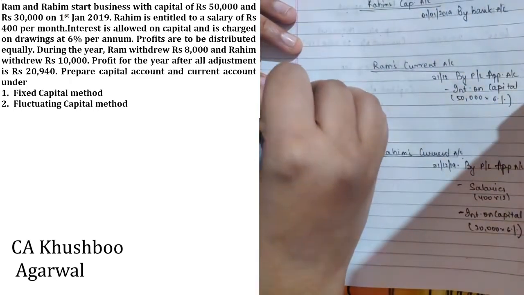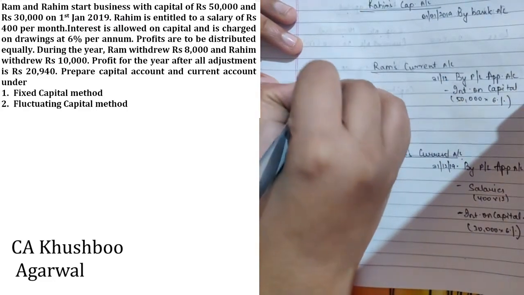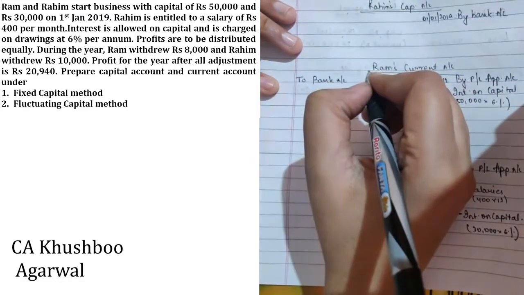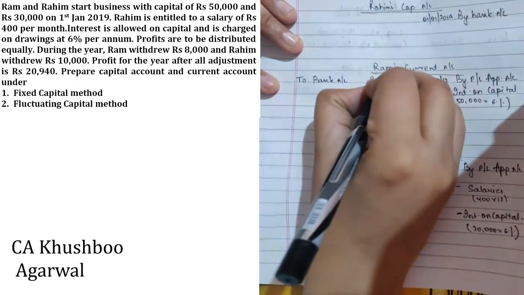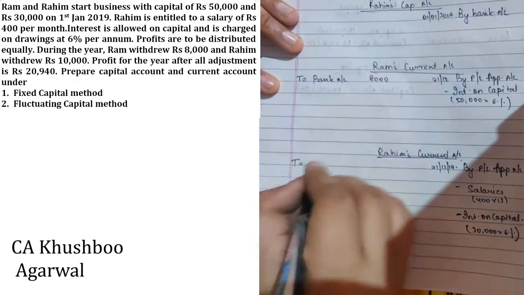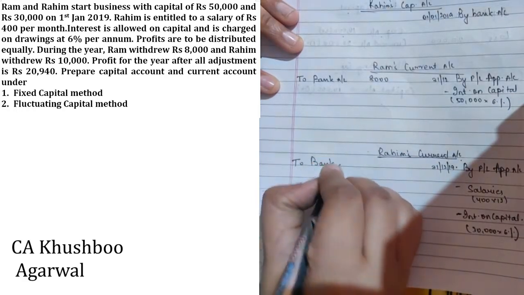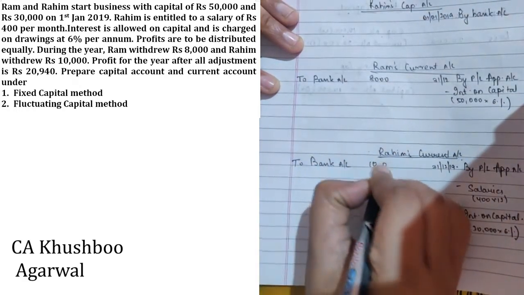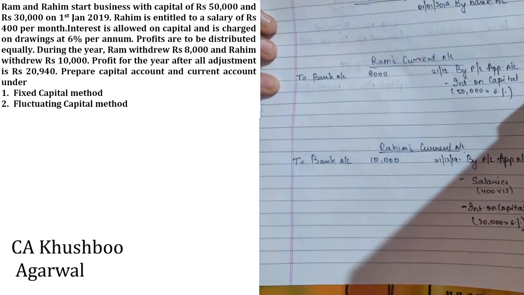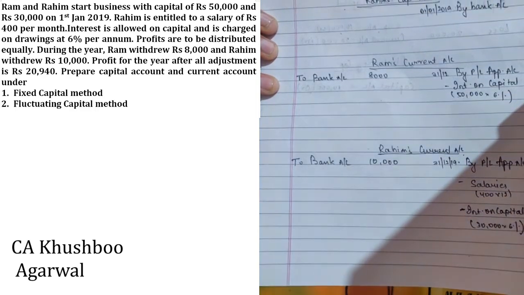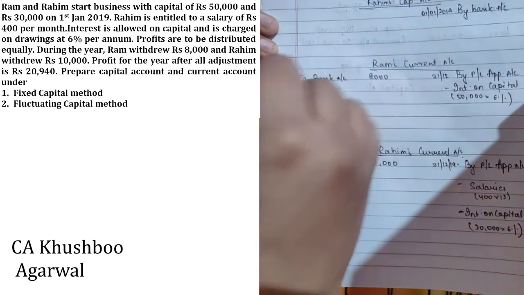So in Ram's account, to bank account for drawings is 8,000. Rahim's account to bank account 10,000. Now we will have to charge an interest on this account, on these balances.